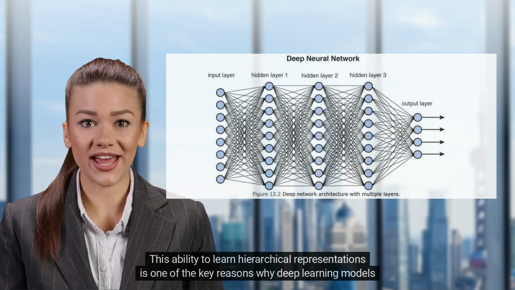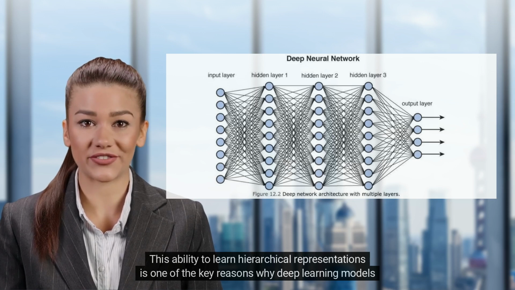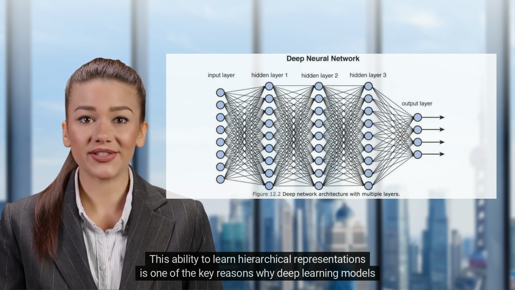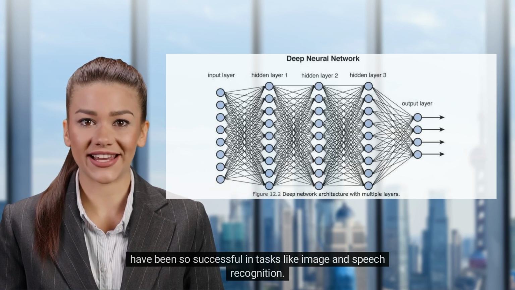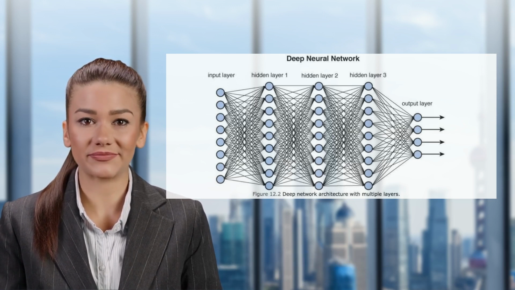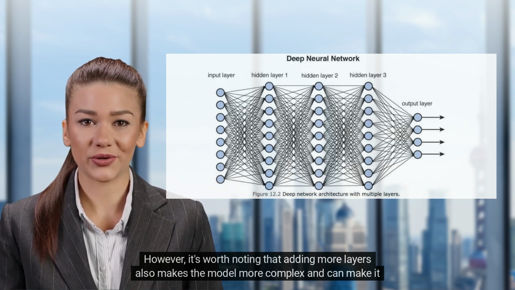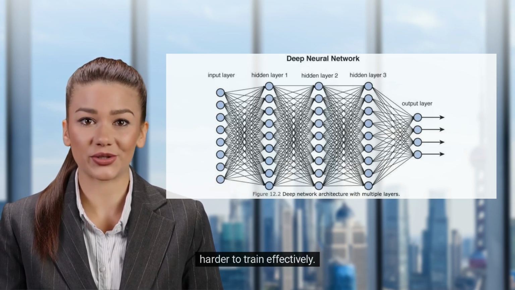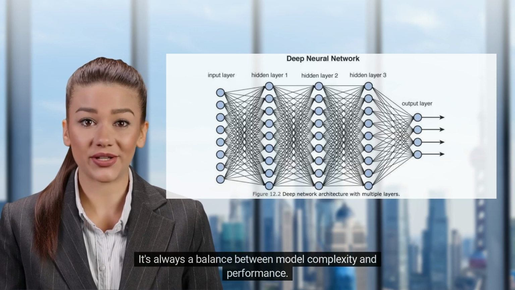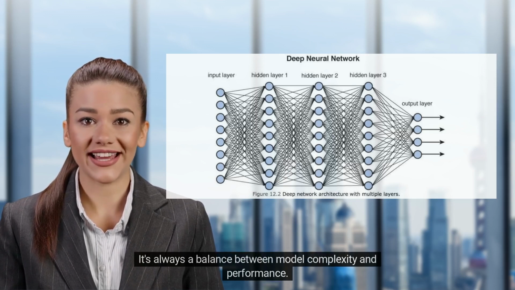This ability to learn hierarchical representations is one of the key reasons why deep learning models have been so successful in tasks like image and speech recognition. However, it's worth noting that adding more layers also makes the model more complex and can make it harder to train effectively. It's always a balance between model complexity and performance.